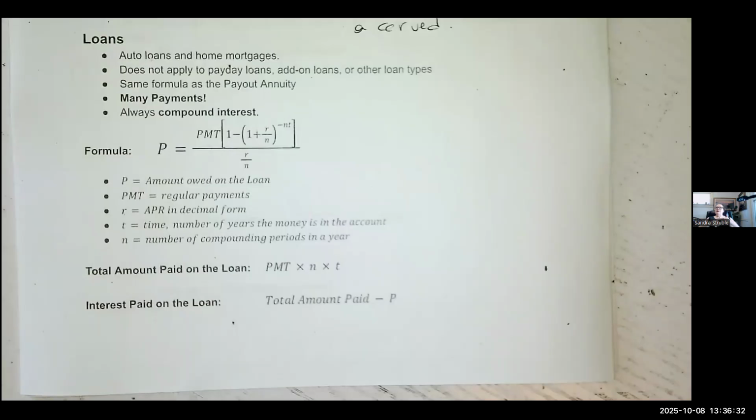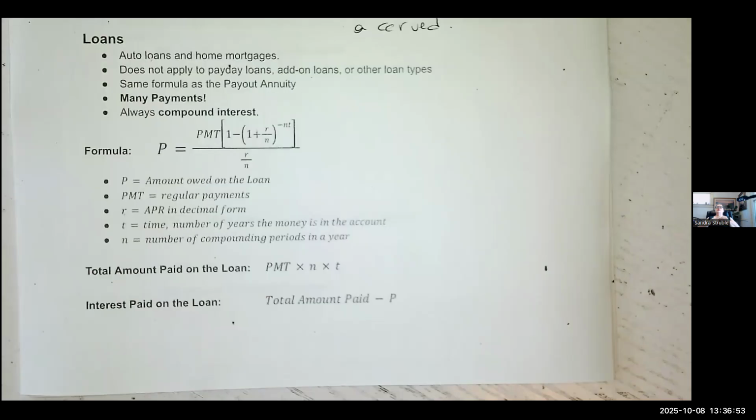R is still your APR in decimal form, T is still your time in years, and N is still your number of compounding periods in a year. The other thing you can think of is N as how often you're making your loan payments. Typically, this is going to be monthly. All right, so N is primarily going to be 12 for the majority of this, because that's typically how loans are paid back.